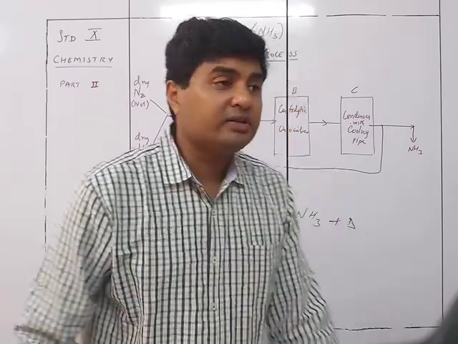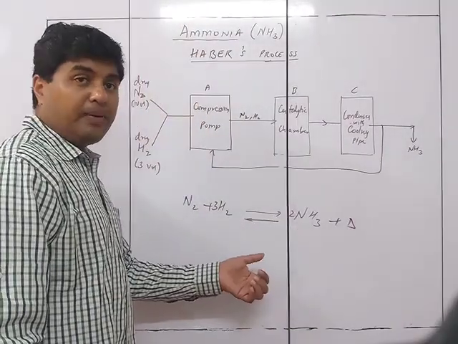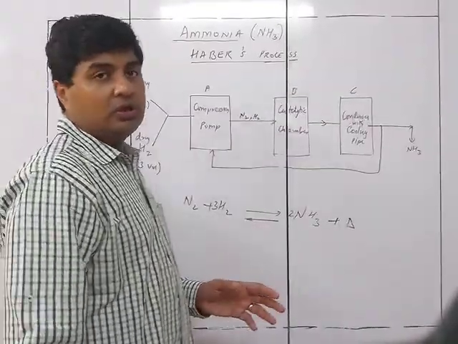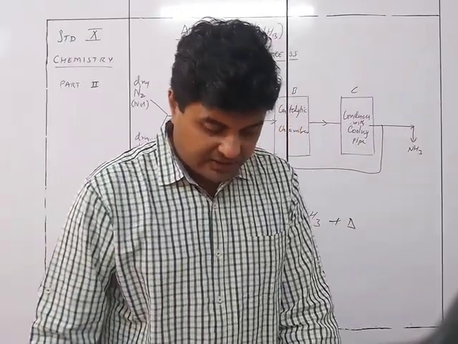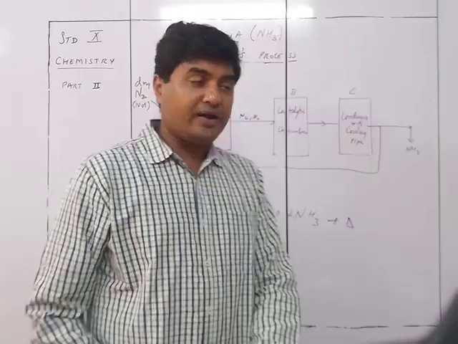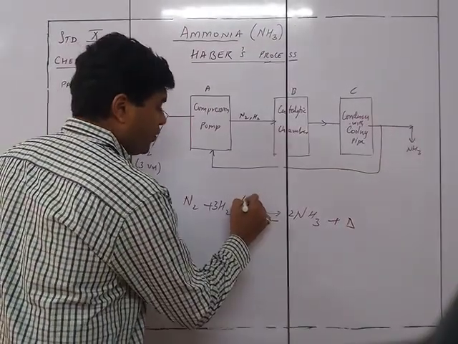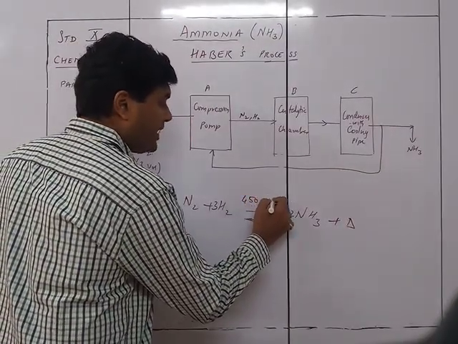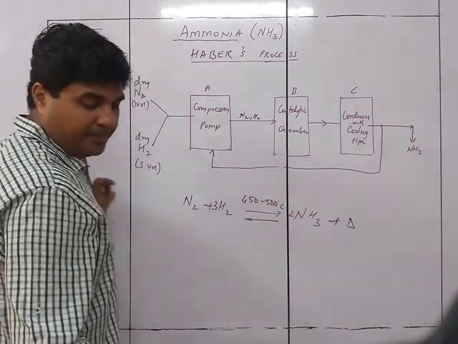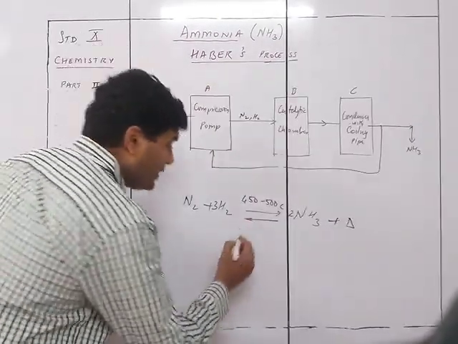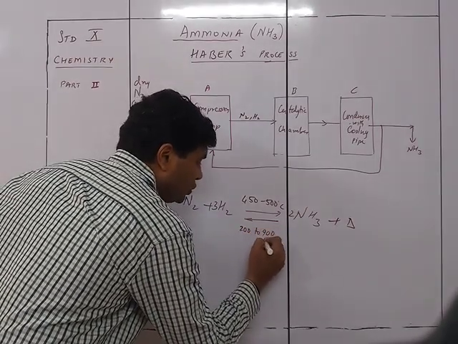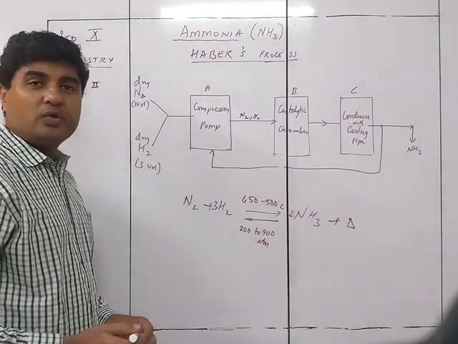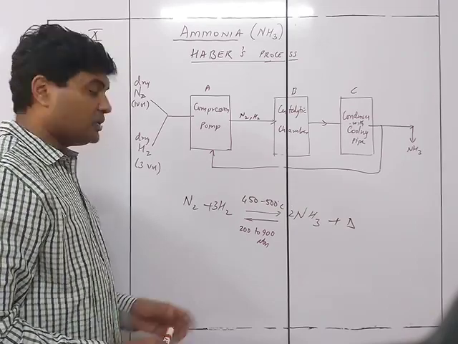So to have this reaction, the best thing is to use low temperatures, but that low is also not that low. The temperature is as high as around 450 to 500 degrees Celsius, and the pressure is 200 to 900 atmosphere. So that's a huge pressure. 200 to 900 atmospheric pressure is a huge pressure.